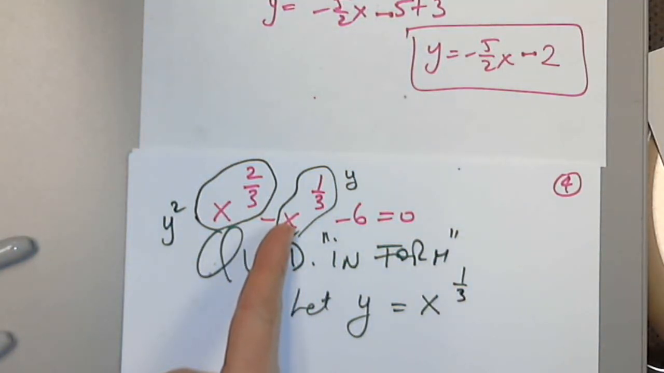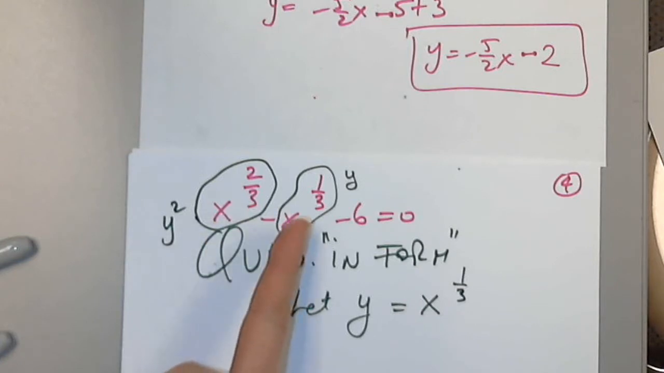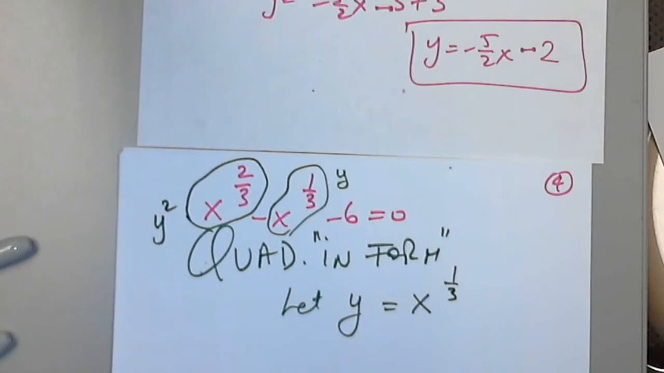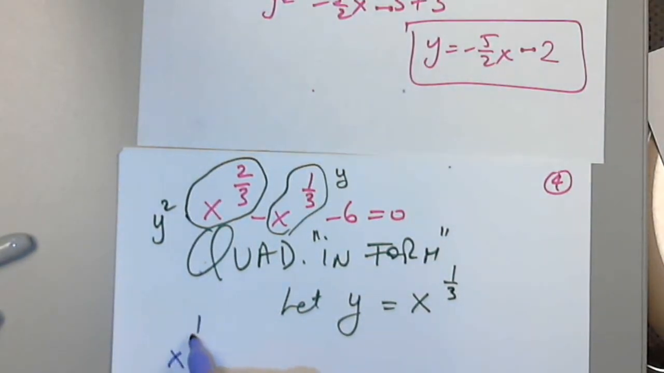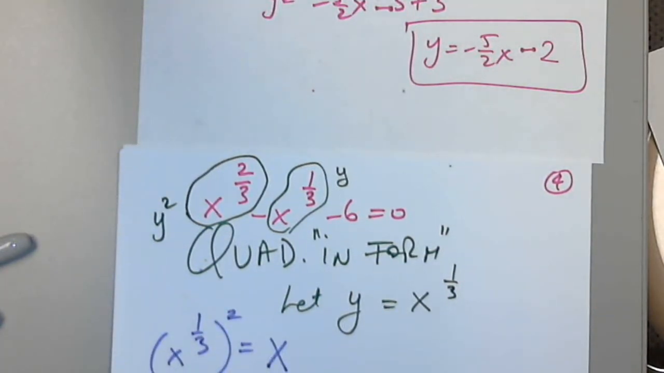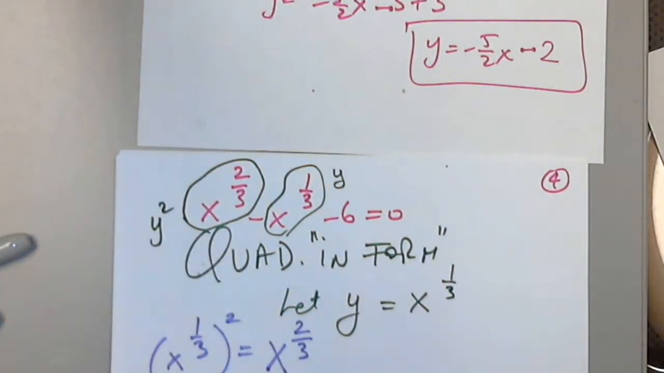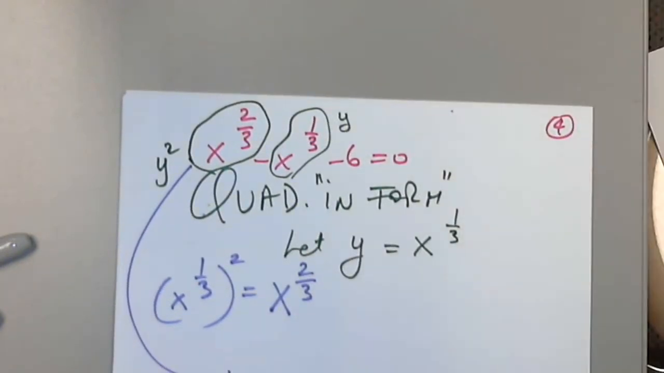When you square this, do you get that? Because if I square this and I don't get that, it's not quadratic in form. So let's check. I would say so. So x to 1/3, everything squared. I copy the base. What do I do with the exponents? Which operation? Yes, 1/3 times 2/1. How much is that? 2/3. So that's correct.